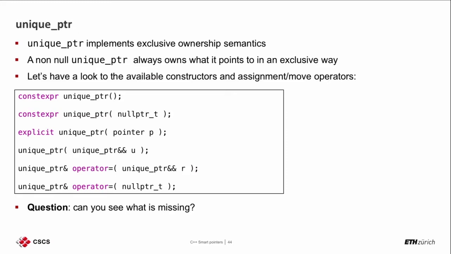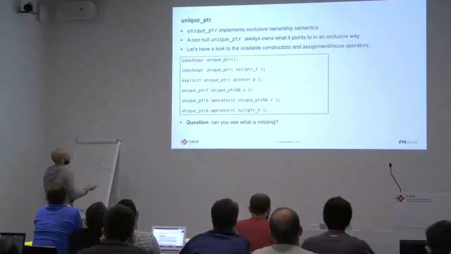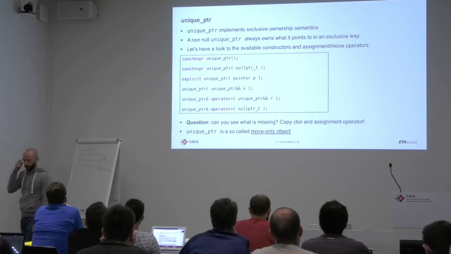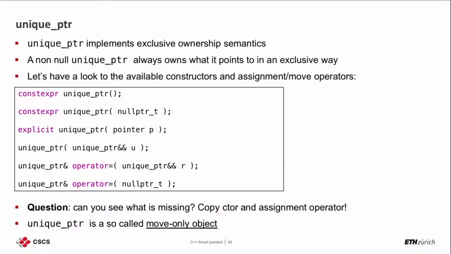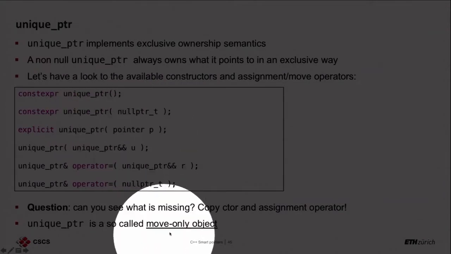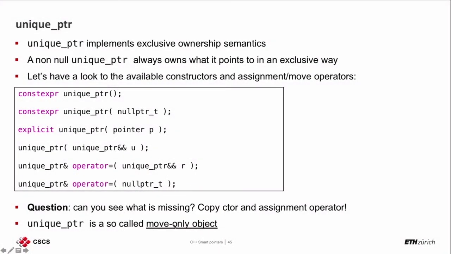And again, like for the other cases, I have a question for you: can you see which constructor is missing here? Yeah, exactly. The thing is that the unique pointer is a so-called move-only object, as we have seen in the previous presentation. So you can only create it starting from a raw pointer, okay? Or you can only create it starting from a unique pointer, but with move semantics, so that the old unique pointer will be a null pointer.